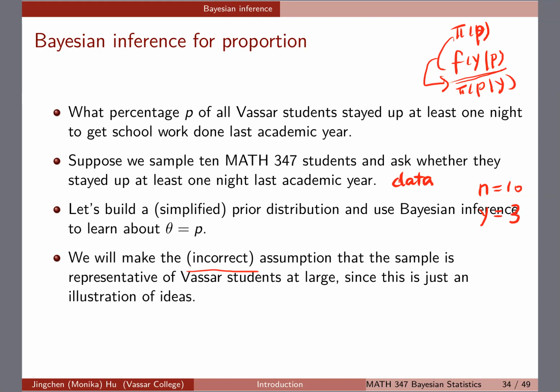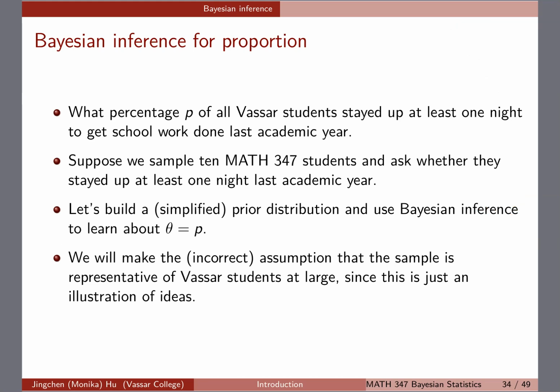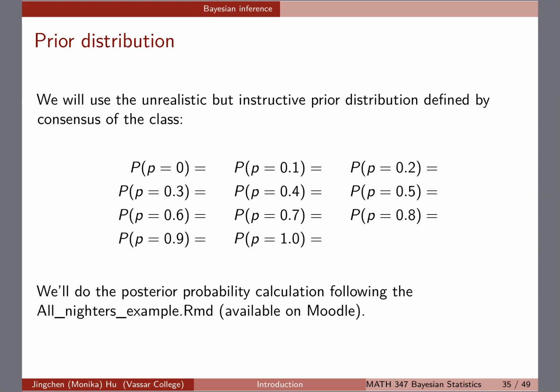And for the prior part, we're just going to build a simplified prior distribution. What I'm going to do is ask everybody in the class right now, and remote students, you can join as well, just to have a fun guess about Vassar students' behavior. And so I'm taking a discrete prior in this case.